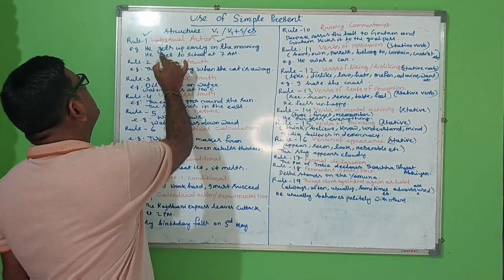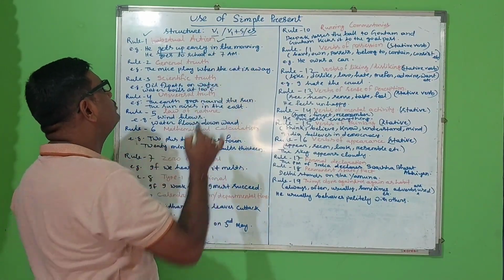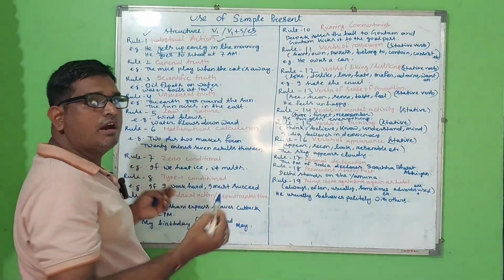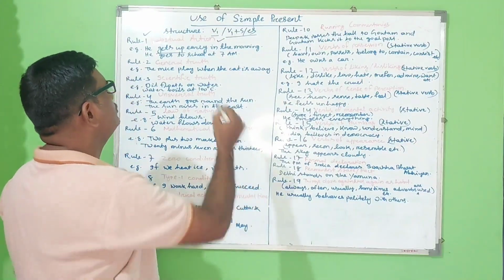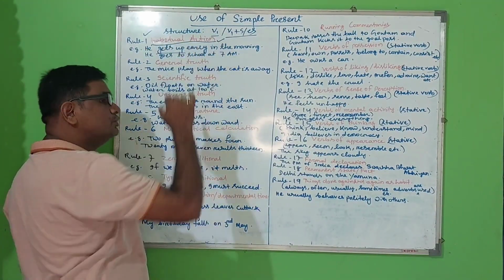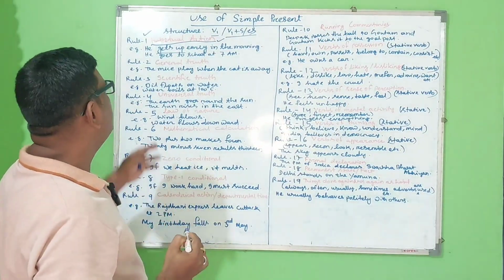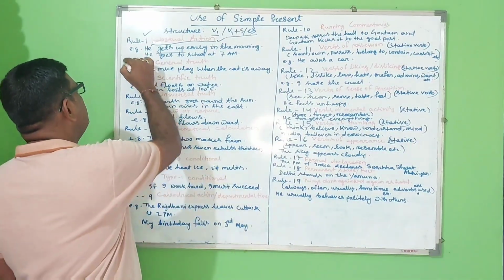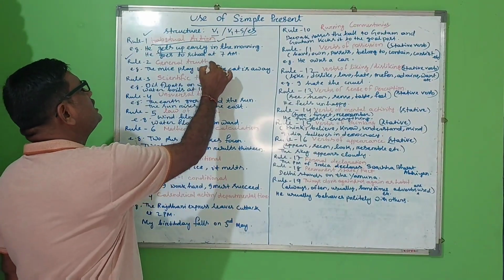Example, he gets up early in the morning. Another example, he goes to school at 7 a.m. So when we express our habitual action that we do regularly, usually, we use simple present tense. Clear? Then rule number 2, that is general truth.